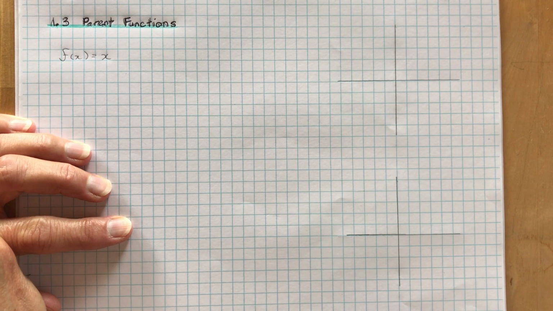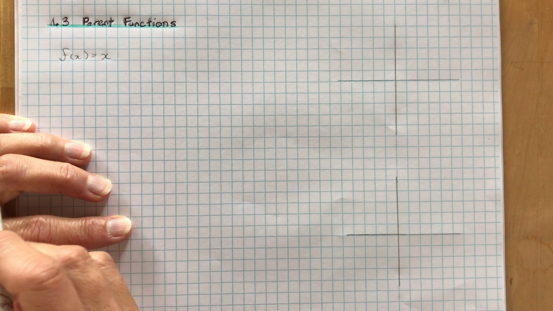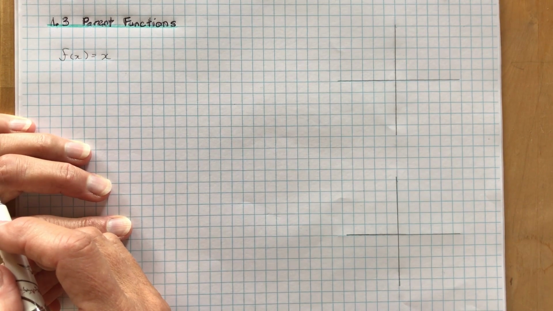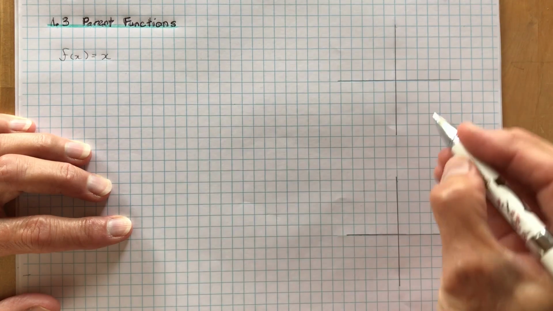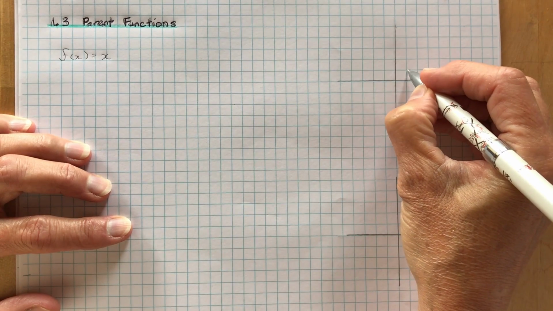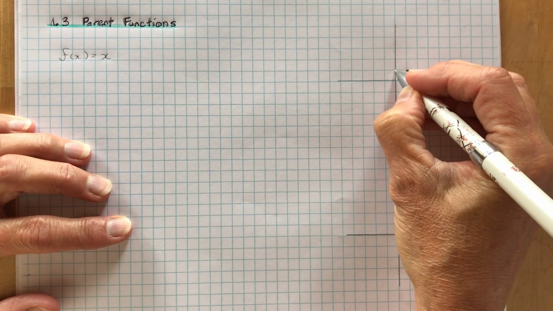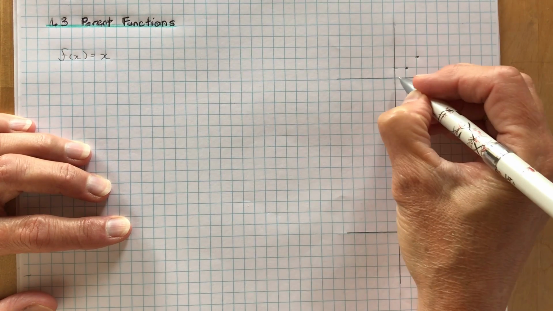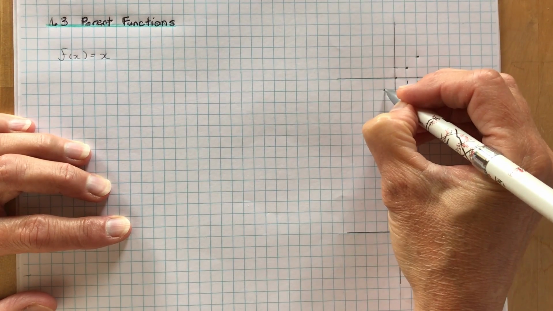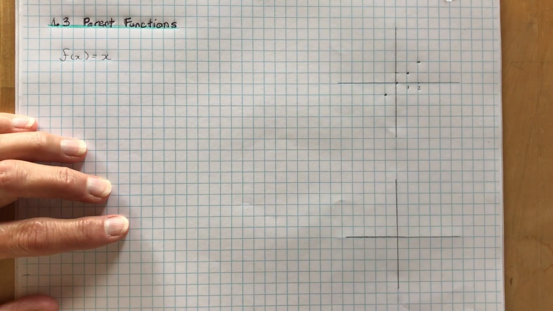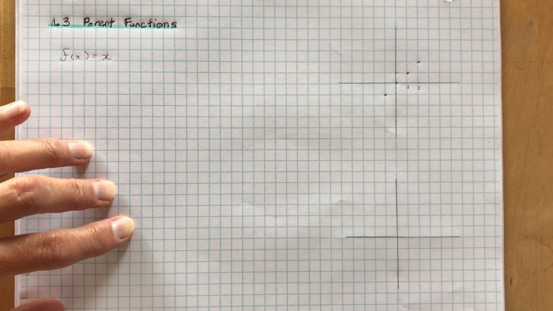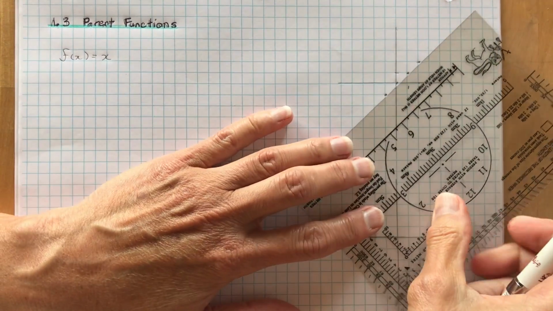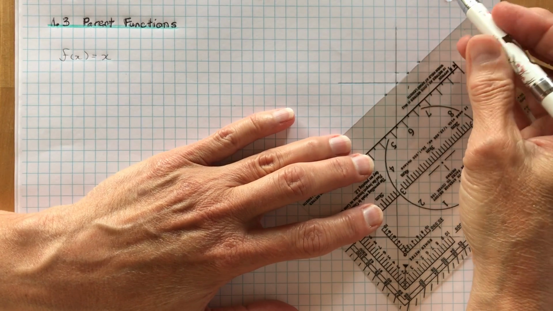So if I wanted to draw the line f at x equals x, all I would have to do is plug in different values for x. So f at 1 would be 1, f at 2 would be 2, f at 0 is 0, f at minus 1, you get the idea. F at x is a line. F at x equals x is just a straight line that goes right through the origin.